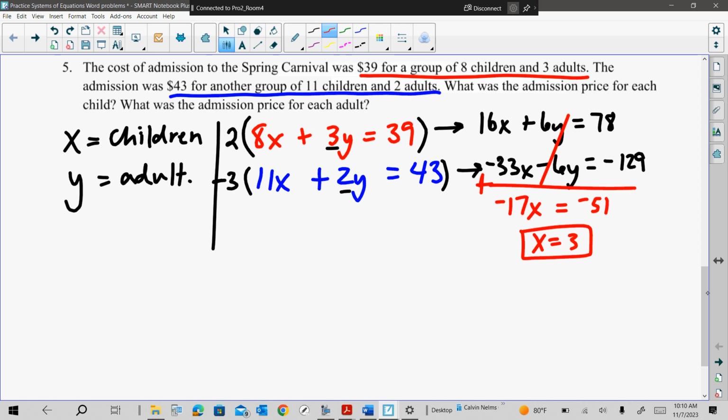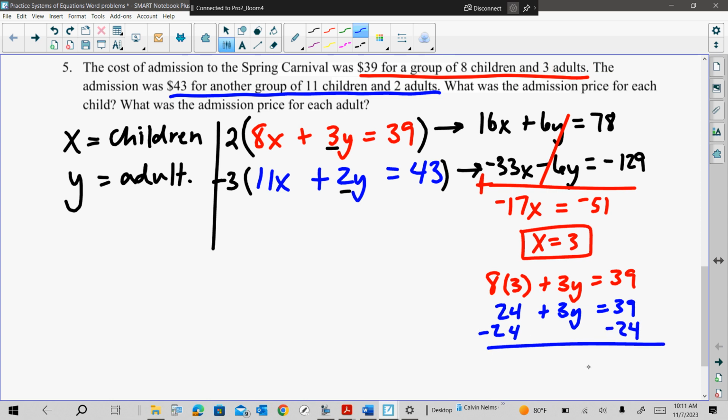So if I go to the first equation, this would be 8 times 3 plus 3y equals 39. So 24 plus 3y equals 39. Subtract the 24 from 39, we get 15. 3y equals 15. So y equals 3 as well.